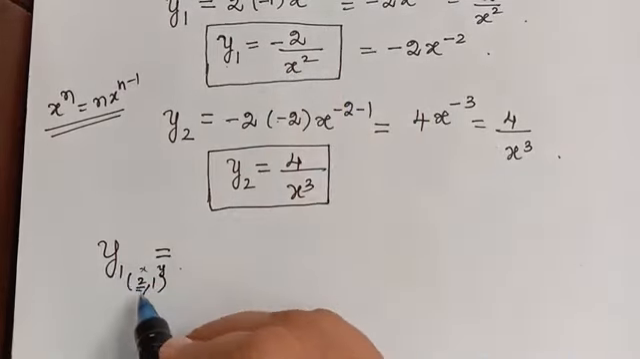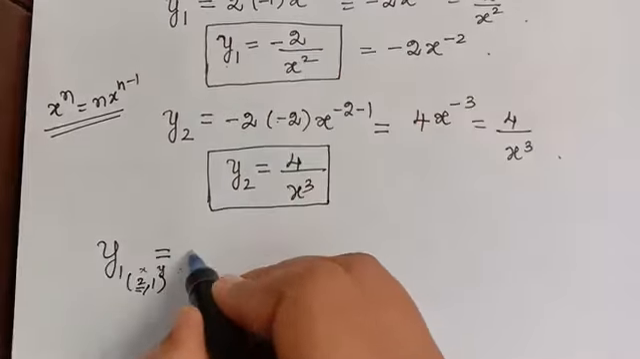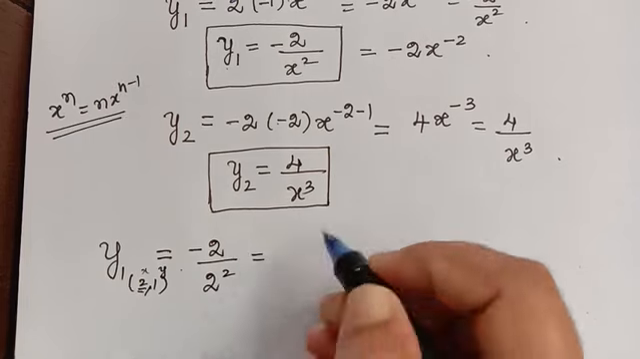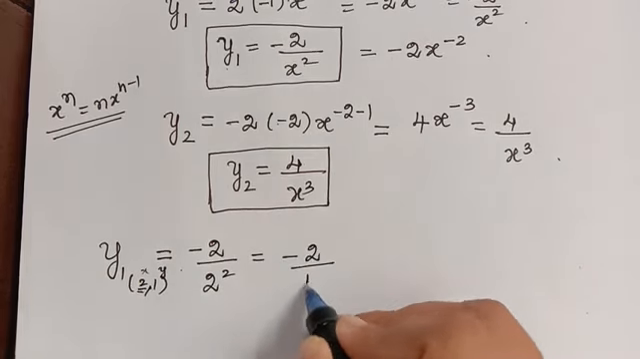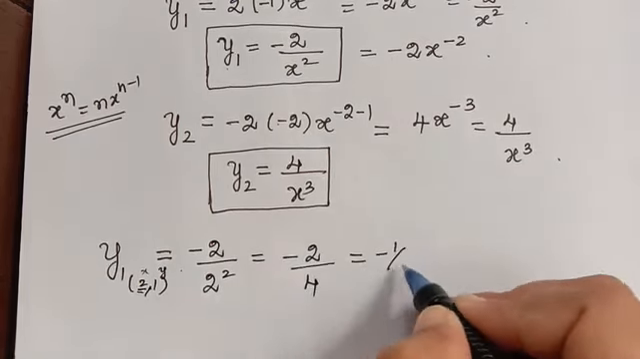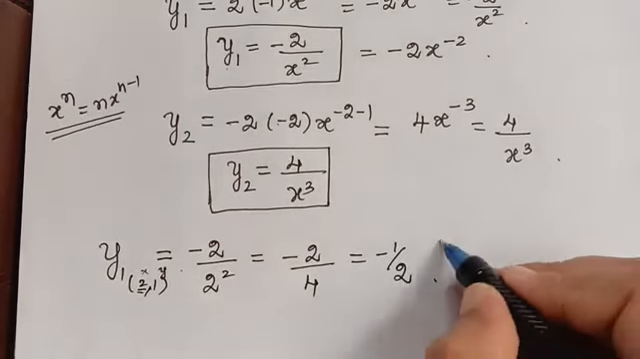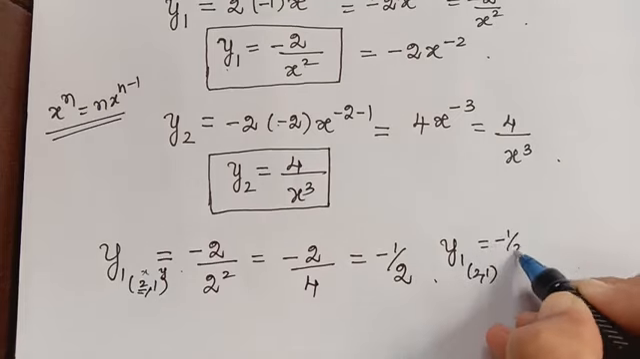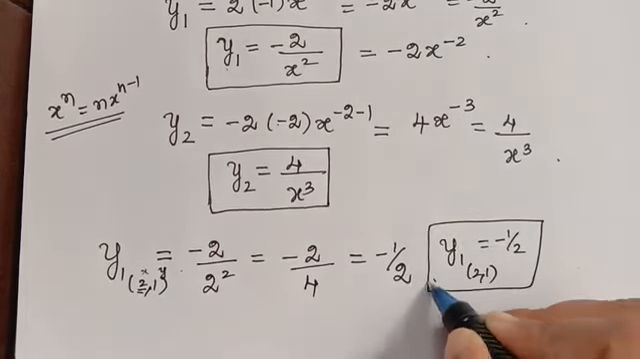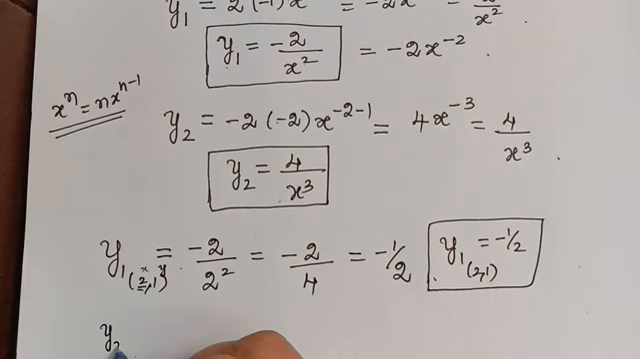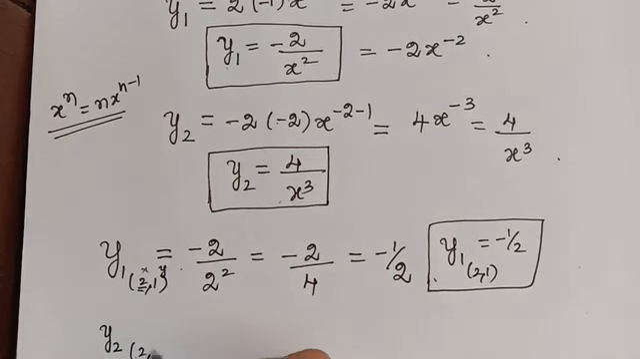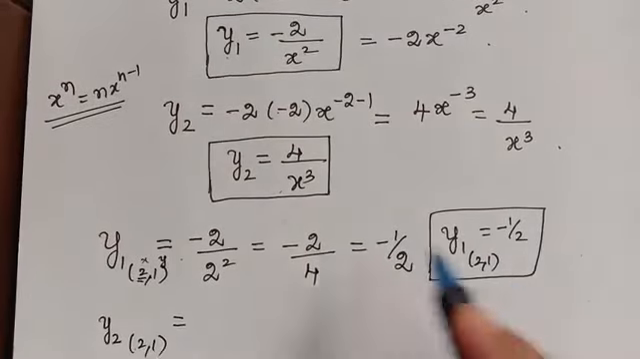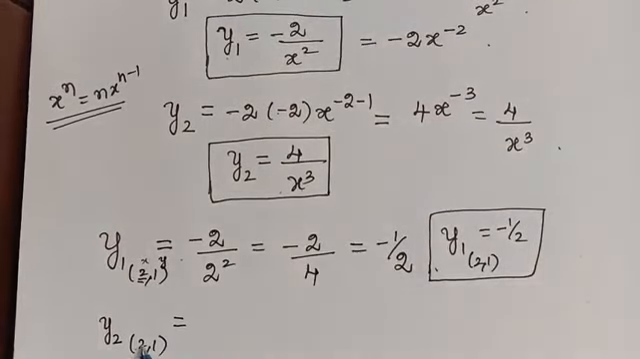Therefore y1 at the point (2, 1) will be minus 2 divided by 2 square, which is minus 2 divided by 4, equal to minus 1 by 2. So y1 at the point (2, 1) is minus 1 by 2. Similarly we have to find y2. y2 at the point (2, 1): here we have 4 by x cube, so in place of x we have to substitute 2.